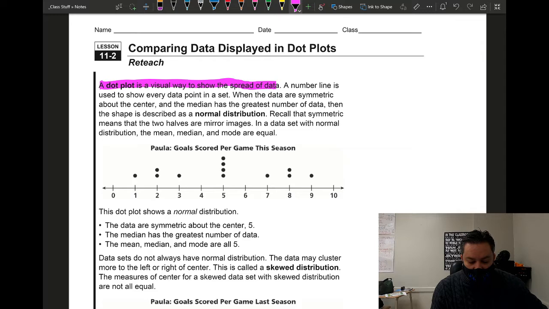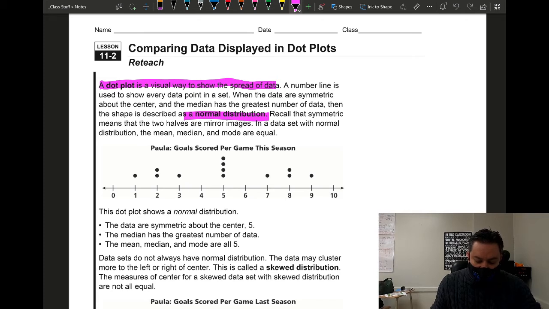When the data are symmetric about the center and the median has the greatest number of data, then the shape is described as normal distribution. Recall that symmetric means that the two halves are mirror images. In data sets with normal distribution, the median, mean, and mode are equal.